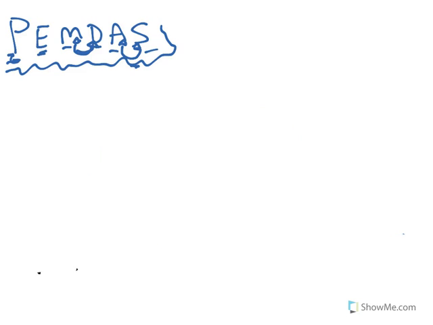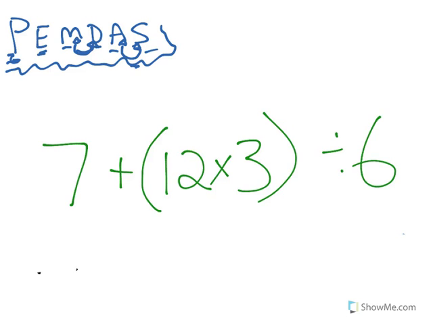Here's a second example. It says 7 plus parentheses 12 times 3 divided by 6. So I'm going to start with the P. Are there parentheses? Yes, there are. So what's inside the parentheses? 12 times 3. So I'm going to do that. That would be 36. So then what I'm going to do is you can do it a couple different ways.